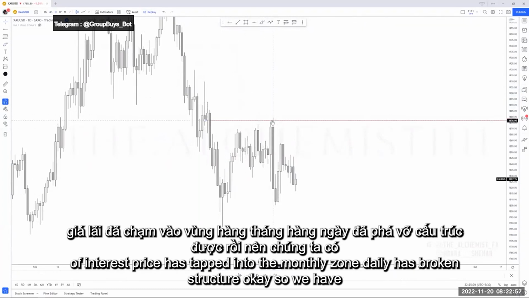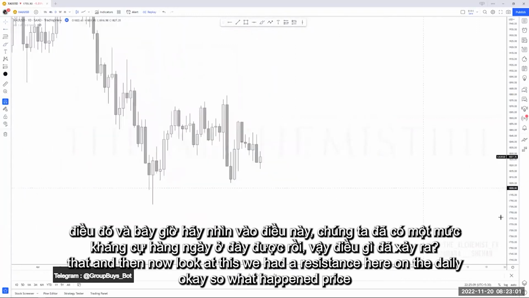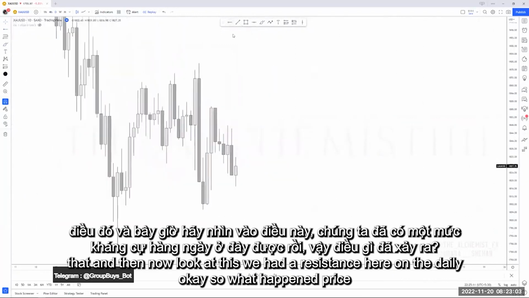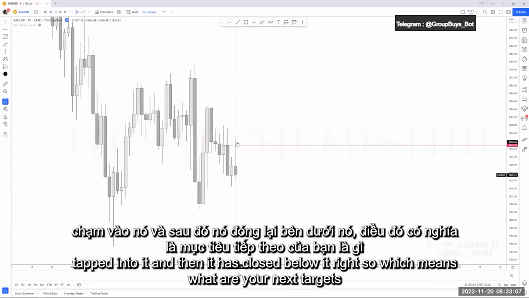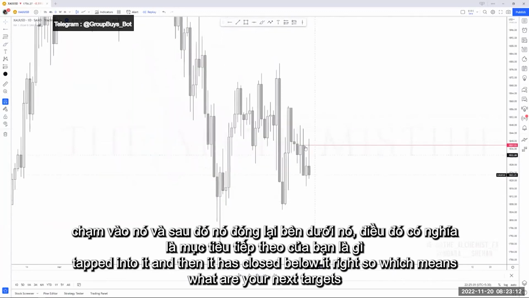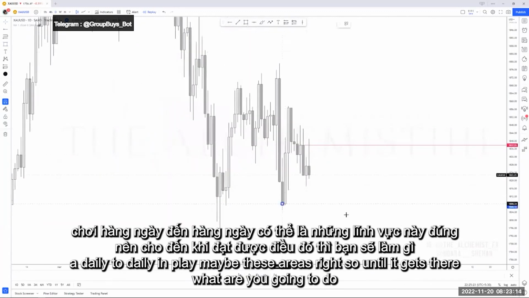Price has tapped into the monthly zone. Daily has broken structure. Okay, so we have that. And then now look at this. We had a resistance here on the daily. Okay, so what happened? Price tapped into it, and then it has closed below it, right? So which means, what are your next targets? A daily to daily in play, maybe these areas, right?